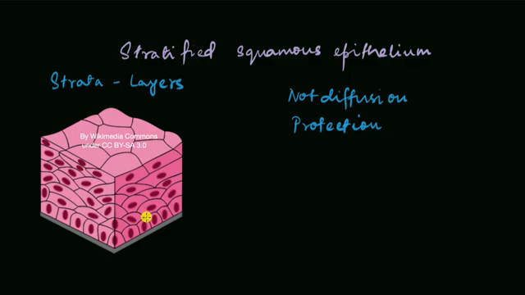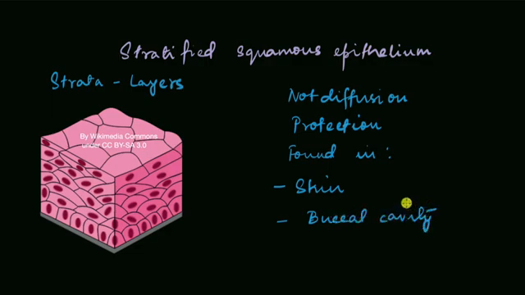So now can you guess where this kind of epithelium is found? It's found in the skin and also other areas such as the buccal cavity. That is the surface inside your mouth.